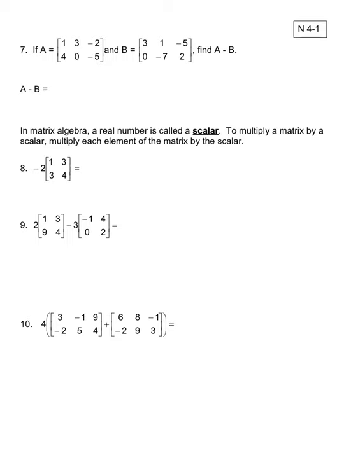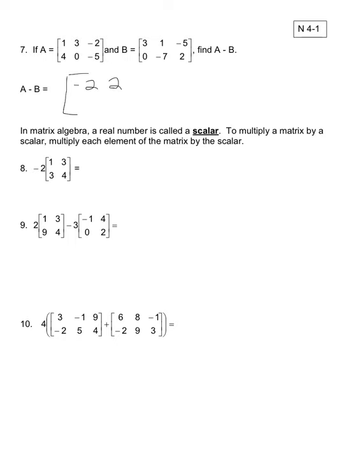This one, it wants us to subtract. Take the first one, subtract the second one. So everything we do here is subtraction. So we make our matrix for our solution. Top left-hand corner is a 1. 1 subtract 3, so 1 minus 3 is a -2. The middle is 3 minus 1, which is 2.